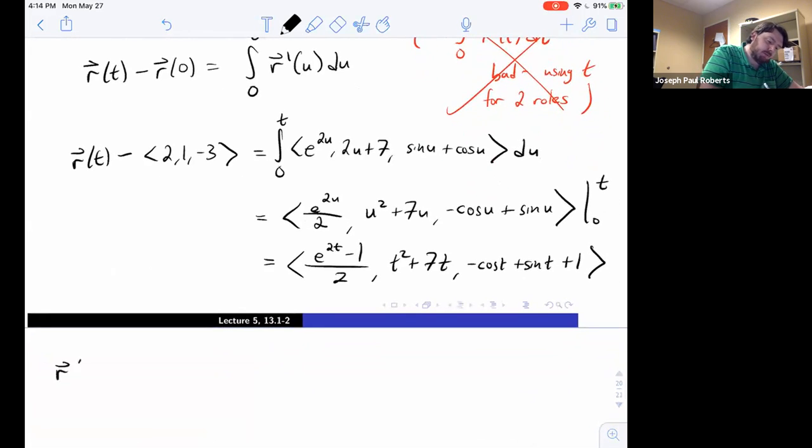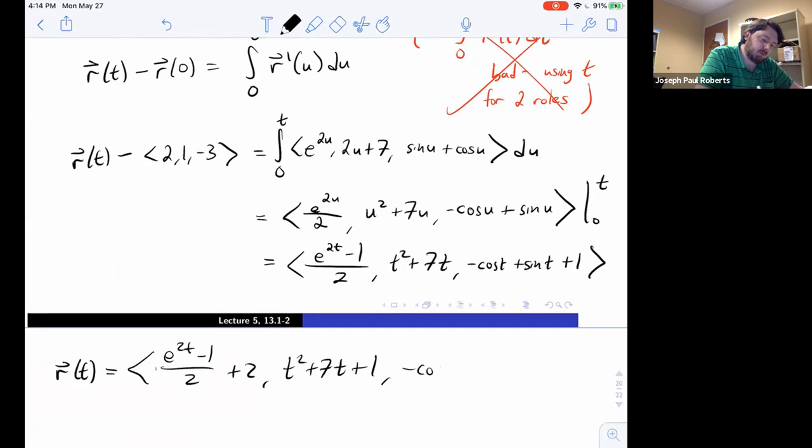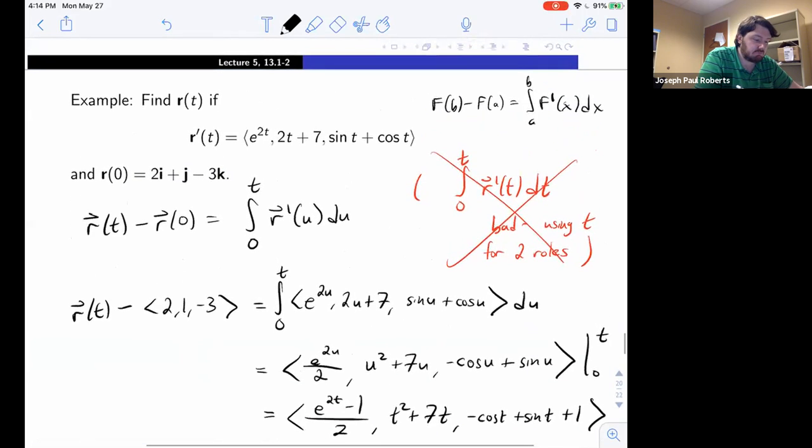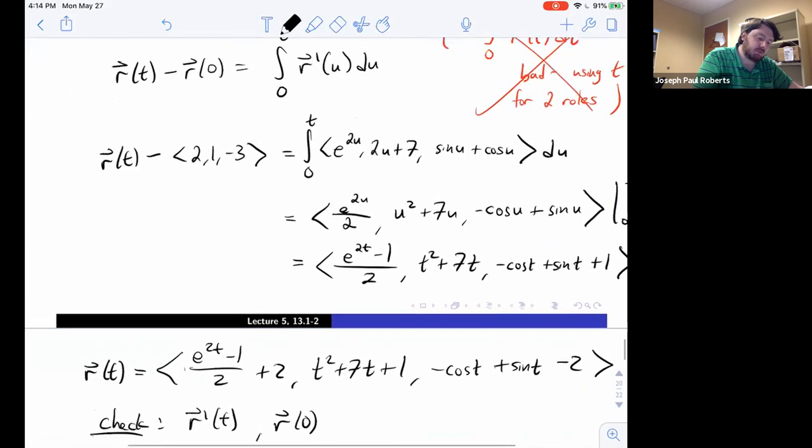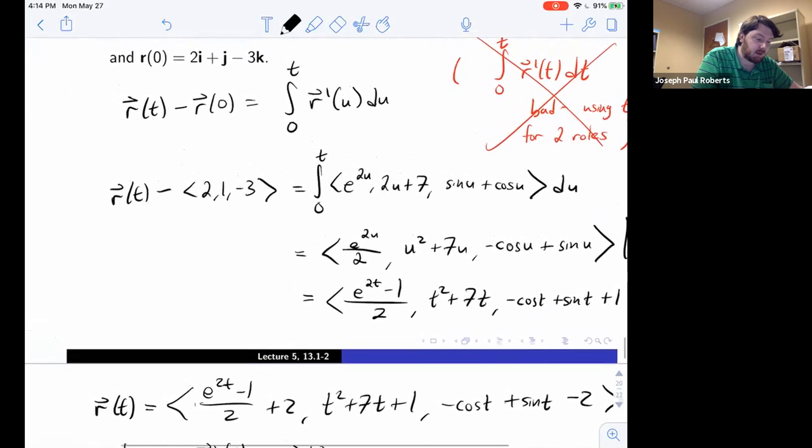And so then solving for r of t, you'll get that r of t is e to the 2t minus 1 over 2 plus 2, t squared plus 7t plus 1, and then minus cosine t plus sine t plus 1 minus 3 is minus 2. And then you can check just to make sure. As long as we didn't make a mistake, r prime of t should be what we want it to be, right? And then also you could check that r of 0 is what we want it to be, 2, 1, negative 3.